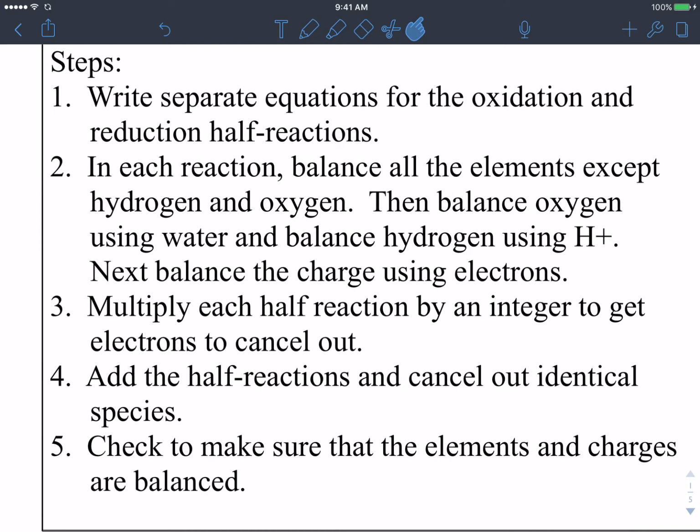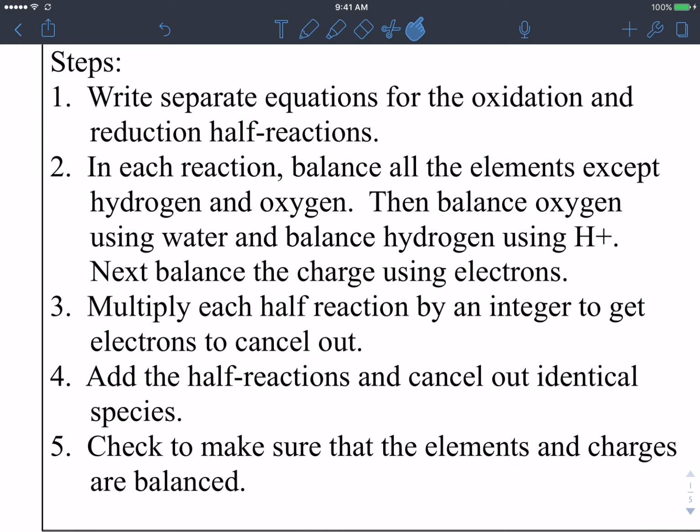All right, so step one, we're going to write separate equations for the oxidation and reduction half reactions. Step two, there's a lot going on in step two. We need to balance all of our elements just like we normally do in a balanced reaction, except for hydrogen and oxygen. They're the exceptions to that rule. We're going to balance those using water to balance the oxygen and using hydrogen ions to balance the hydrogens. It'll make more sense once you see it.